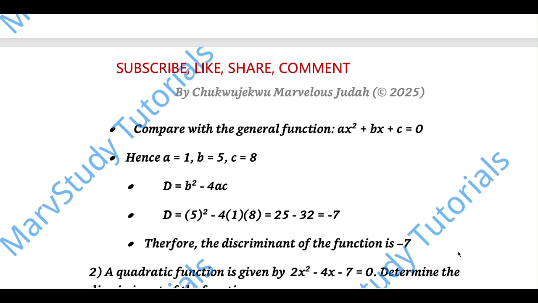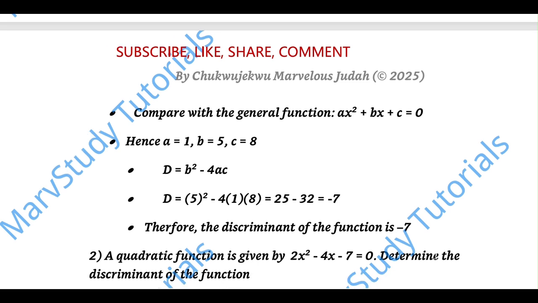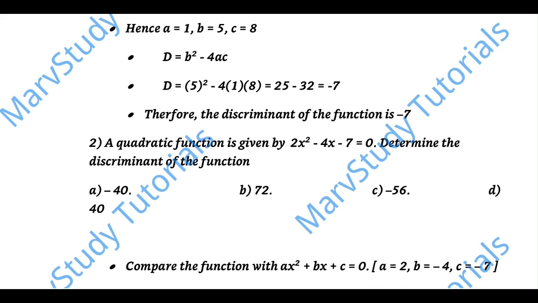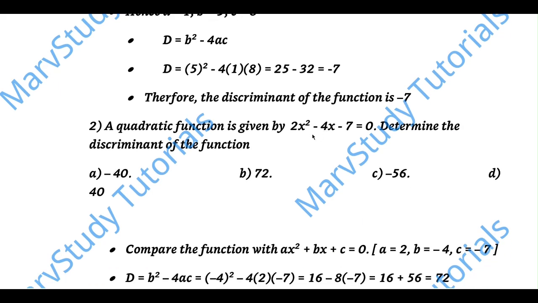We take another question. You could pause the video and attempt this by yourself. Question number 2 says a quadratic function is given by 2x squared negative 4x negative 7 equal to 0. Determine the discriminant of the function. So all we need to do is to compare, just as the other. So in this case, a is going to be 2, b is going to be negative 4, and c, which is the constant, is going to be negative 7.